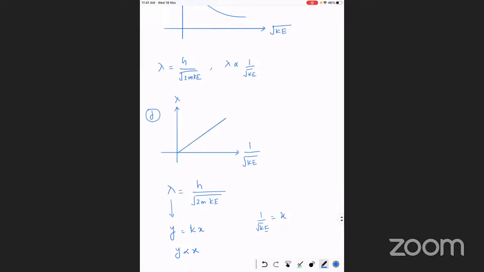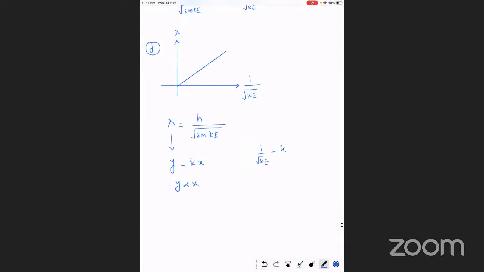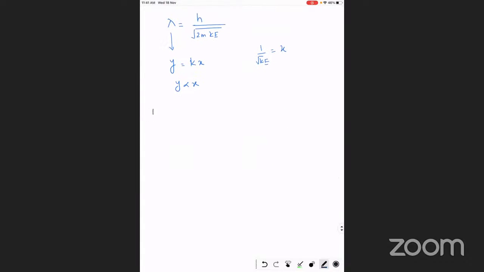Now I want to give you a bigger task. Repeat all the graphs for large mass and small mass. Write the homework question. Draw graphs between lambda and 1 by v for large mass and small mass.